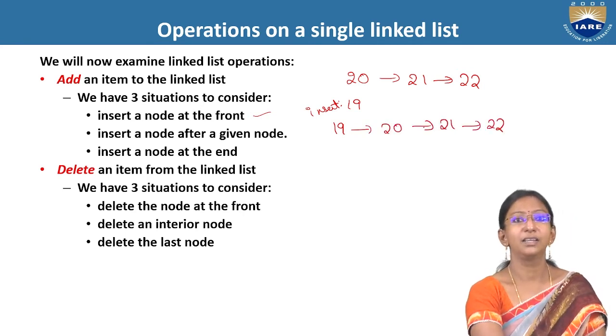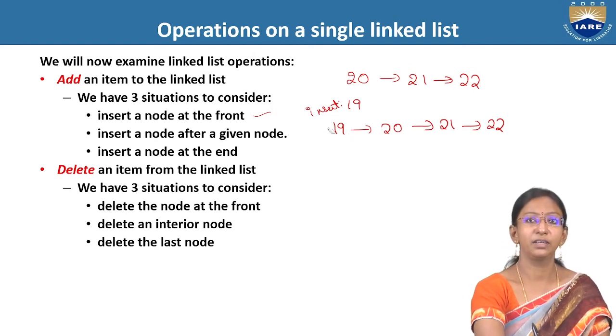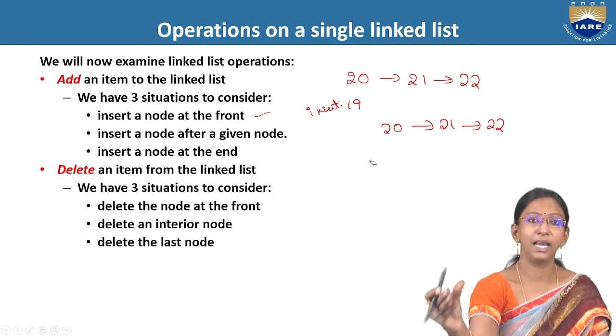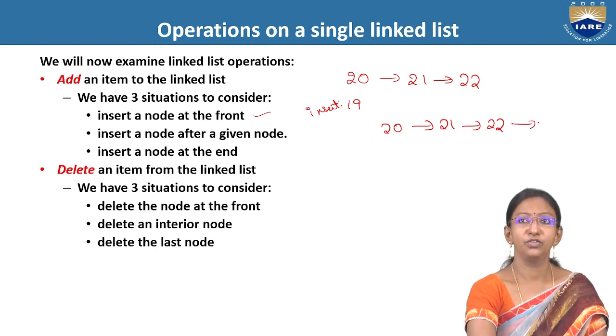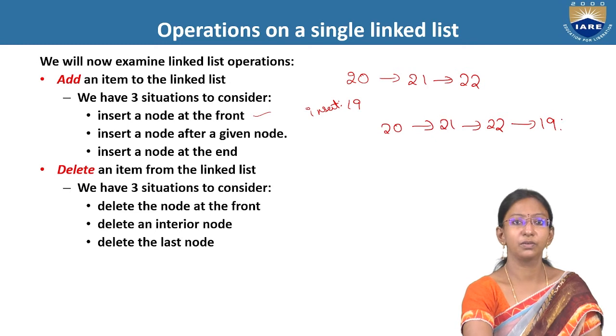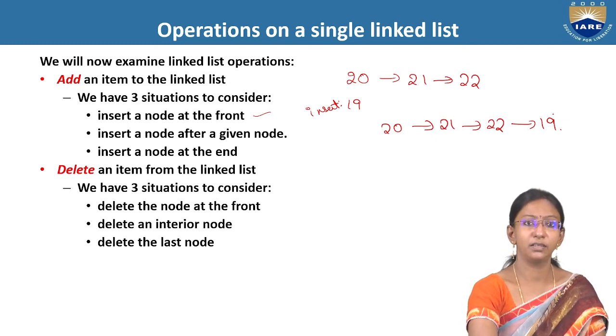This should be the resultant one. Okay, what if you want to insert this 19 at the end? Then this should be the resultant one: 20, 21, 22 and 19.